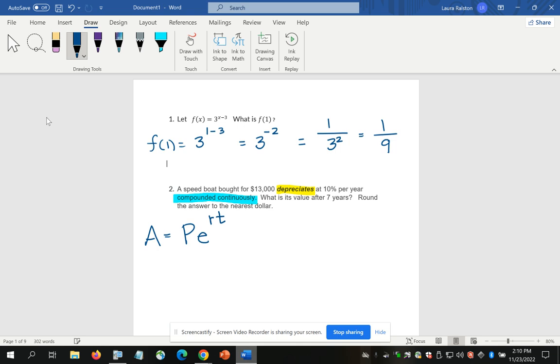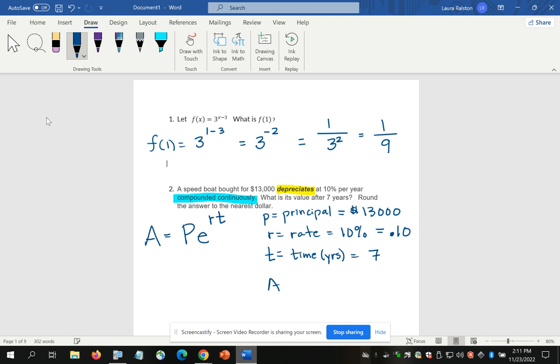raised to the RT, where P is your principal, which is the amount that you began with, which in this case we bought the boat for $13,000. R is your rate of interest. In this case, that was 10%, written as a decimal is 0.10. T is time, and typically time is expressed in years, and we're told 7. And A would be your final amount or your final value.